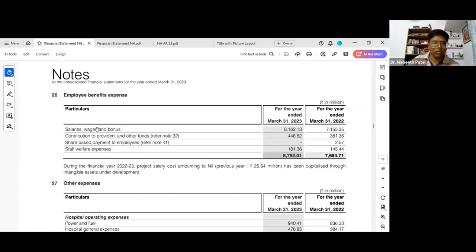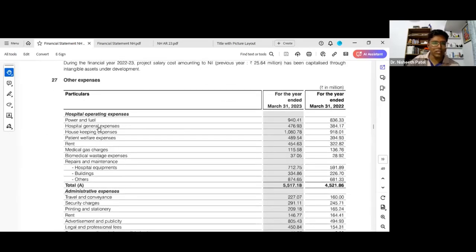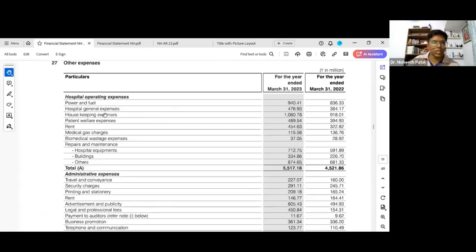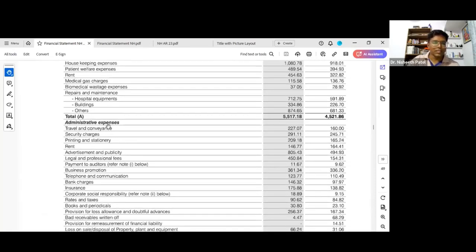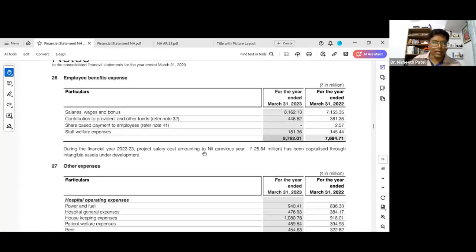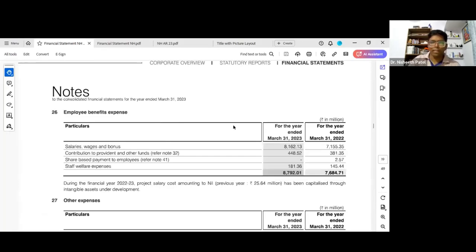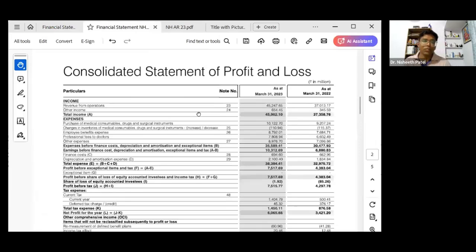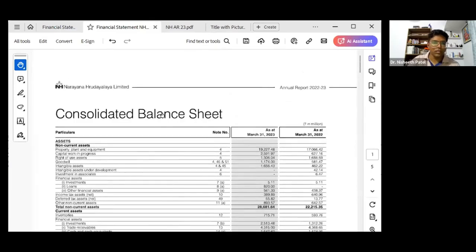Now this is the total bifurcation of their expenses. Now these are the other expenses, as we can see: power and fuel, general expenses, housekeeping, welfare, medical gas, rent expenses, biomedical waste. These are the administrative expenses. So all these are the expenses they are incurring. So this is the actual snapshot of the profit and loss statement, how you are getting it.